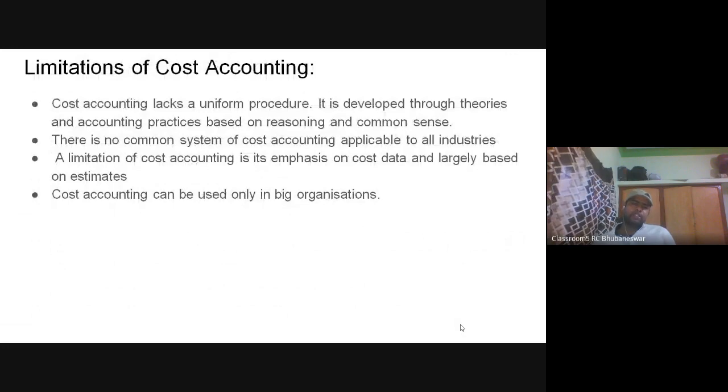Next, what are the limitations? Cost accounting also lacks uniform procedures. It also got developed through different theories and accounting practices. There is no common system of cost accounting which is applicable to all industries. That means a tailor-made theory which can be applicable to each and every area is not there. So it is not possible. Then a limitation of cost accounting is its emphasis on cost data, and largely it is based on estimates.